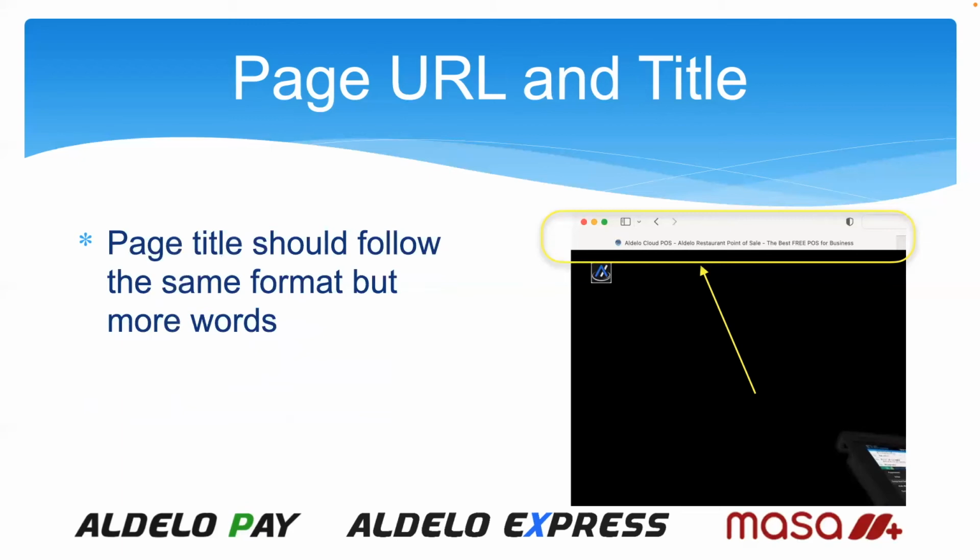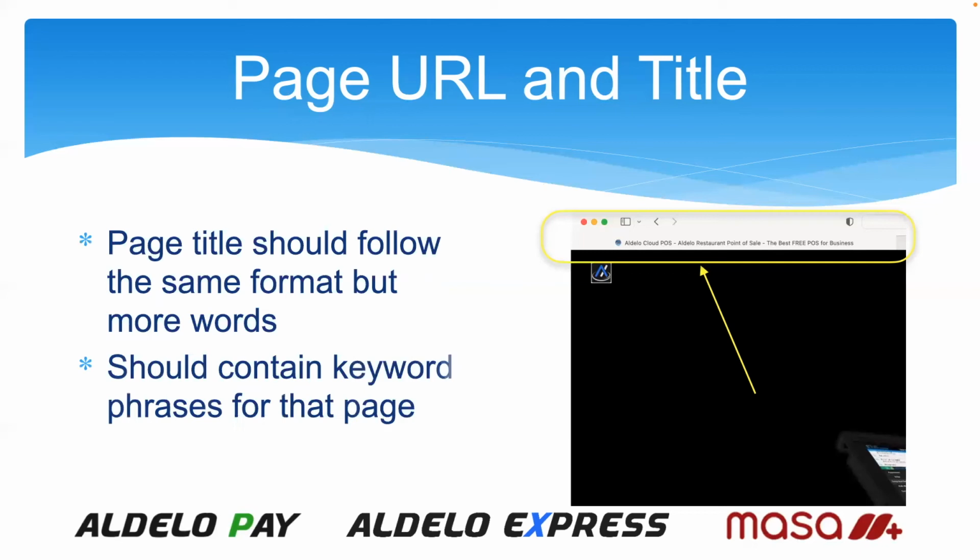The page title, which is different from the page address, should follow the same format. And as you'll notice here on the screen, the page title is what goes across the tab for that page. When you've got your browser up and you've got your page up, the verbiage across the top of that tab, that's your title. And it should contain your keyword phrase for that page. Obviously, it can be a lot more words than your page title, but it should reflect what's on that page.